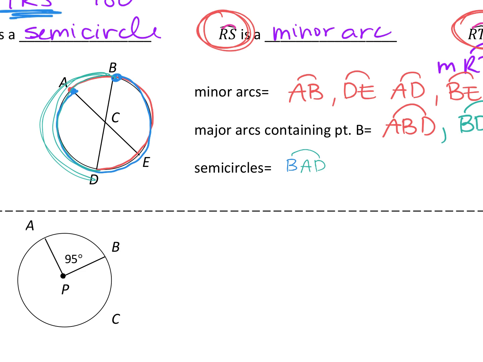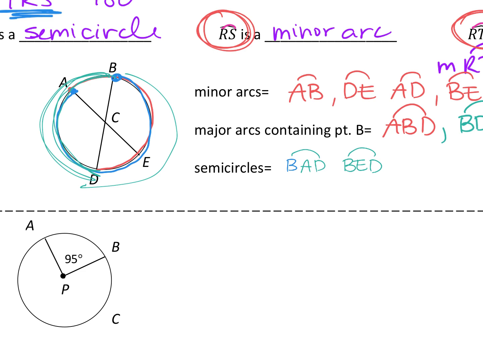Because we're not talking about a distance right now. We're talking about an arc on the circle. So if I'm talking about this arc, then it's BAD. Whereas if I'm talking about this arc, it's BED, right? It would be the arc on one side versus the arc on the other side, right?